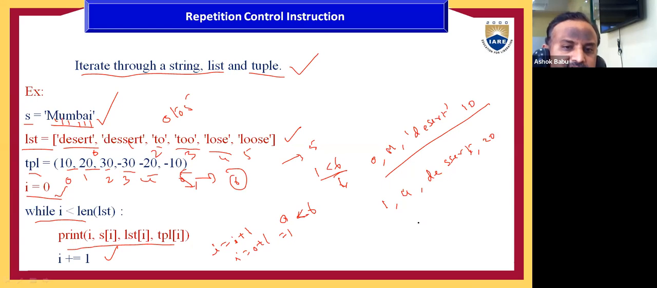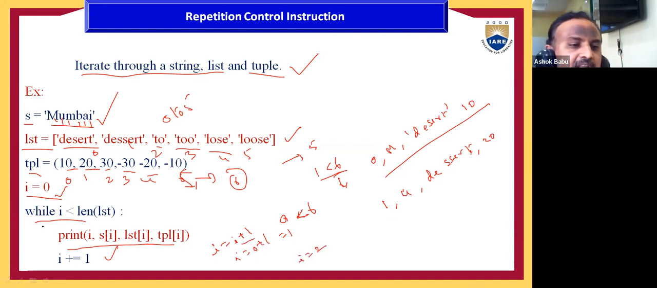So when I equal to 1, it will print 1 comma U comma DESSERT comma 20. Now I is incremented. I plus equal to 1 means I equal to I plus 1. Therefore I equal to 1 plus 1. Now the new I is equal to 2.